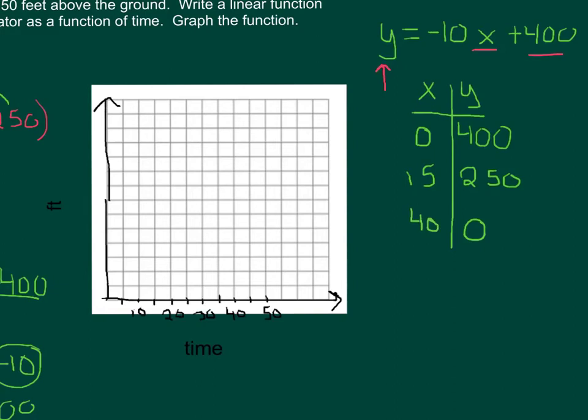So for my x-axis, I counted by 5s and labeled every other unit up to 50. And then for feet, I need to go from 0 all the way up to 400 feet. So on the y-axis, I counted by 50s, labeling every other unit. So now I can just plot my 3 points. At 0, I'm at 400 feet. At 15 seconds, I'm at 250 feet. And then at 40 seconds, I'm at 0 feet. And we can connect those 3 dots for our linear graph of this equation.